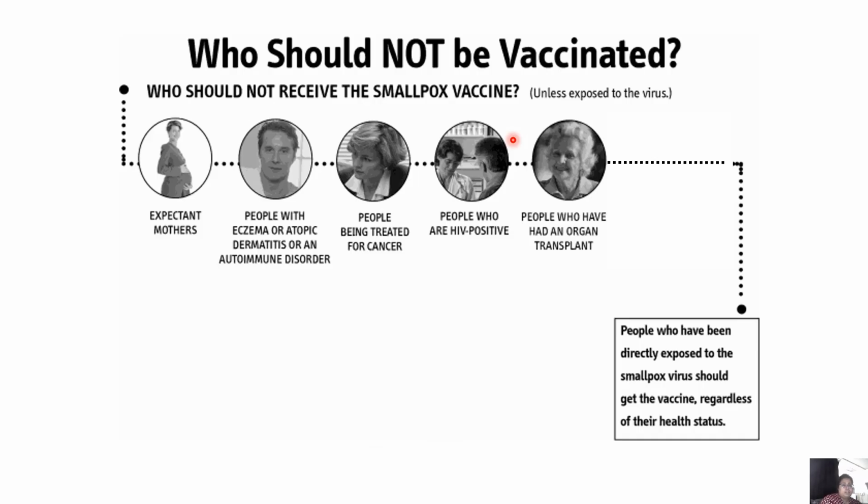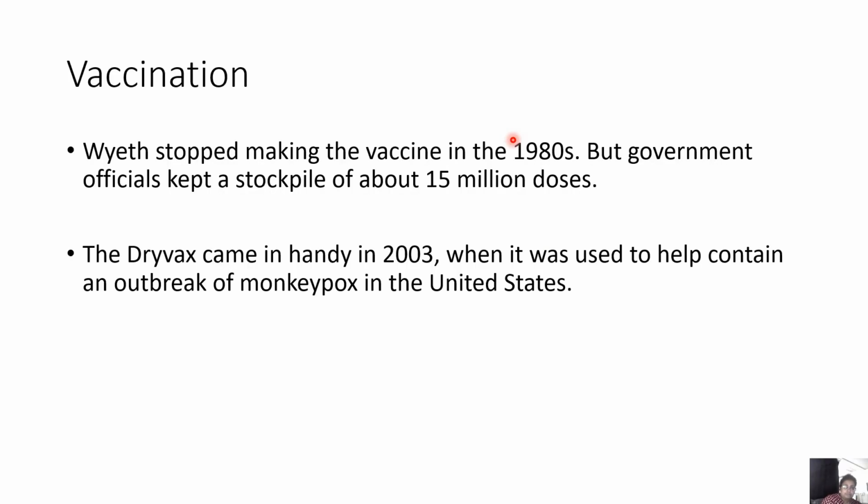Now there are also categories like who should not receive the vaccination, like expectant mothers, pregnant women, people with eczema or atopic dermatitis or an autoimmune disorder, people being treated for cancer, people who are HIV positive, people who have an organ transplant. So people who have been directly exposed to the smallpox virus should get the vaccine regardless of their health status.